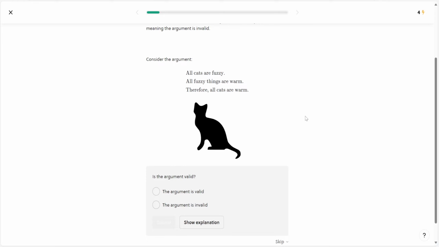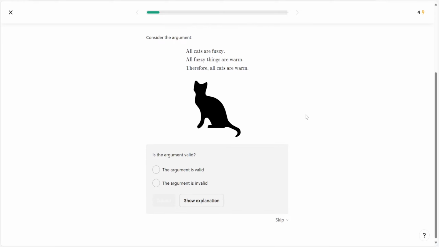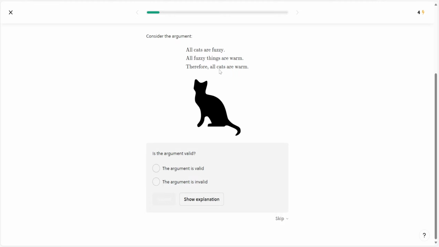Consider the argument. All cats are fuzzy. All fuzzy things are warm. Therefore, all cats are warm. All cats are fuzzy. All fuzzy are warm. All cats are warm. Yeah.